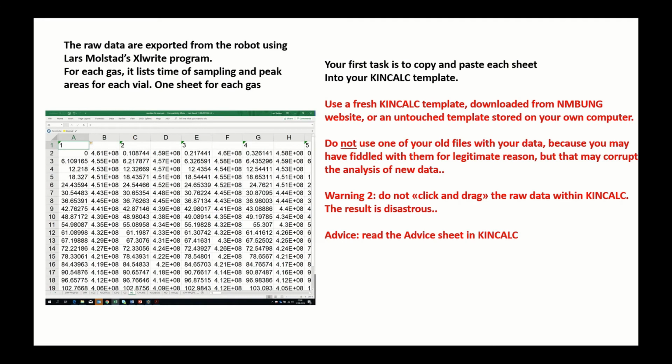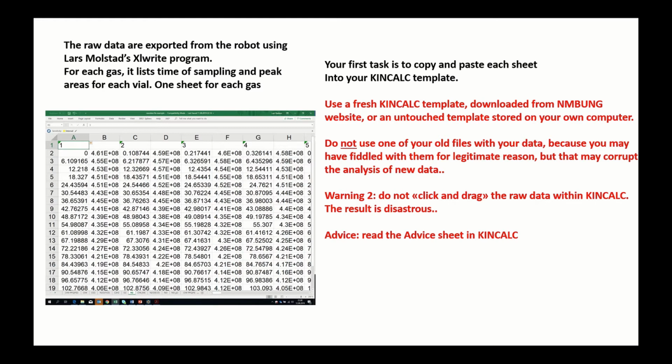The raw data file that is produced by Excel Write program on the robot contains one sheet for each gas, 2 sheets for gases detected by 2 detectors, and your job is to copy and paste these data into the matching sheet in KINCALC. You may find that the names of the sheets in the raw data file do not match exactly with the names in KINCALC. This is not a problem as long as you get the right data in the right place.